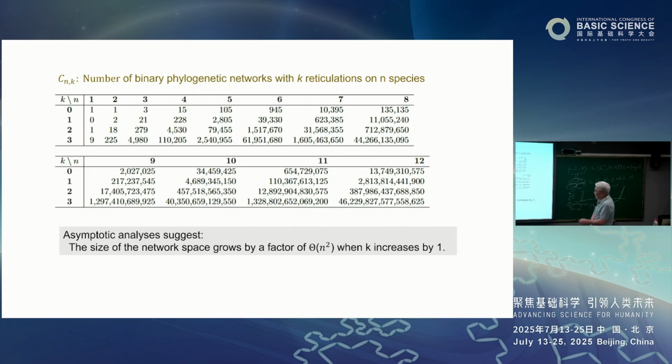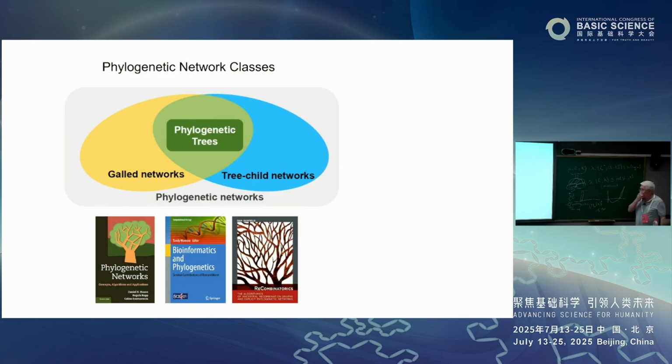Here you see this is about 34 million. This one is 4.6 billion, something like this. This is a very big number. Because there are so many phylogenetic networks, when we study the algorithmic issues of phylogenetic networks, we define some subclasses of networks. In particular, this class is very interesting.